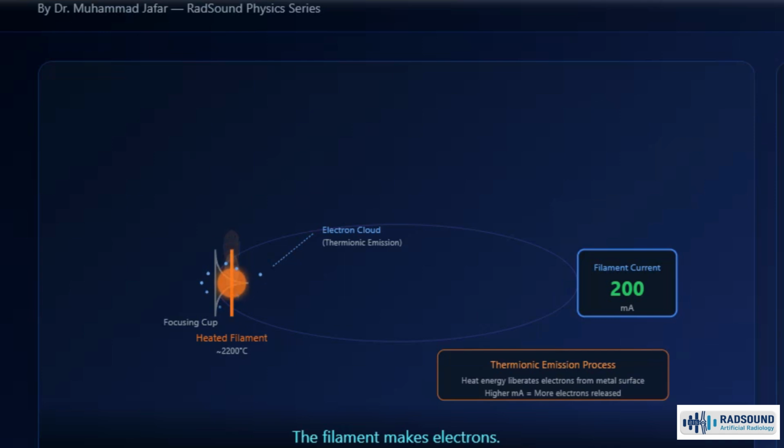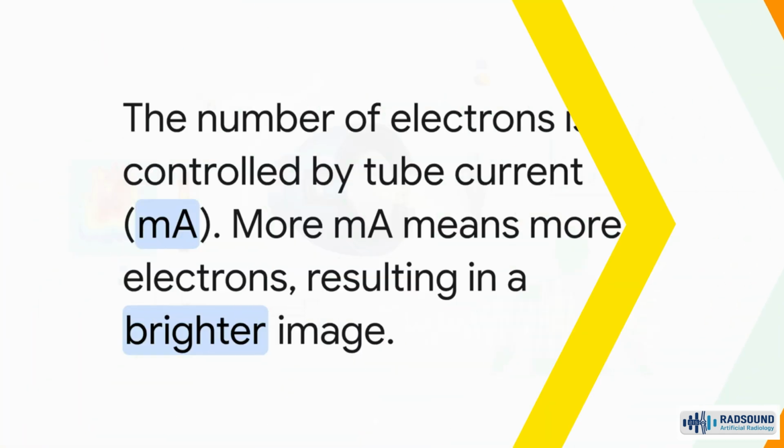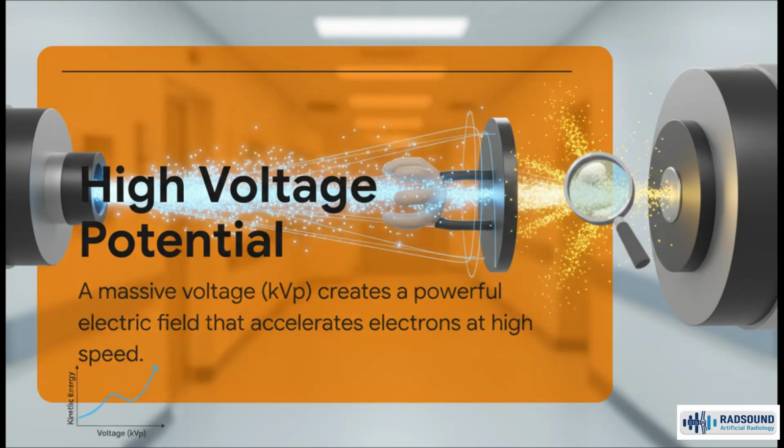And here's the cool part. You control this directly. That mA setting on the console, that's your knob for this step. It's basically the thermostat for that filament. You crank up the mA, you get more heat. You boil off more electrons. And what does that mean for your image? It gets brighter. So just think of mA as your brightness knob. Pure and simple.